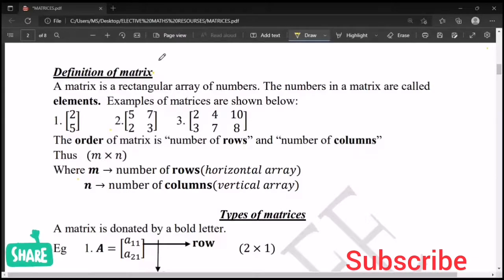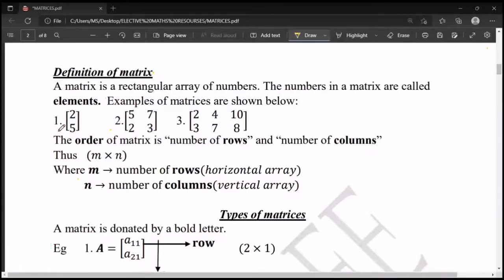Let's start. Let's define a matrix. A matrix is a rectangular array of numbers. The numbers in the matrix are called the elements. When we say matrix, it is one, but when it is more than one, we call it matrices. So these are a few examples. Example 1, example 2, example 3. And the numbers are what we refer to as the elements.